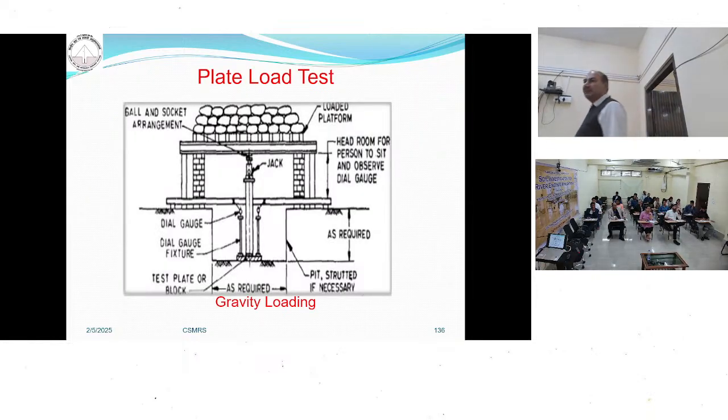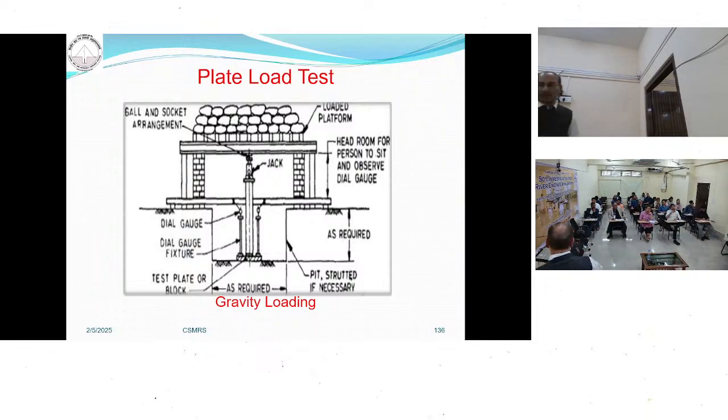So this is a typical picture. The plate is here. This is the steel column. You have to put the jack there, and this is the girder. Between the girder and the jack, there is a steel ball and steel socket, which ensures that whatever load is coming, it is coming vertically over this. And these are the dial gauges, with the help of which you measure the deflection.